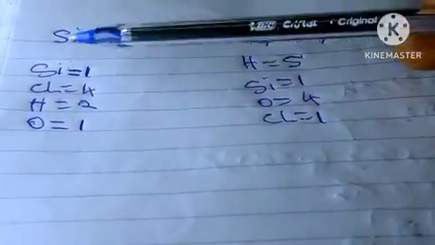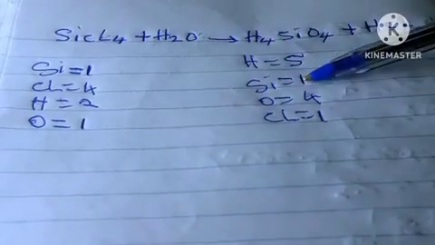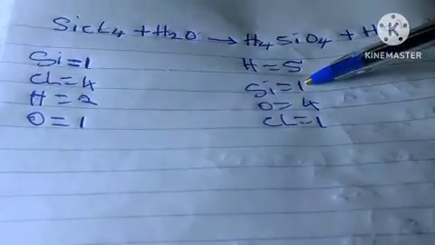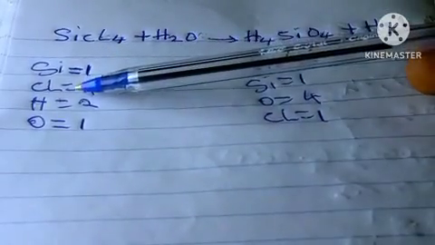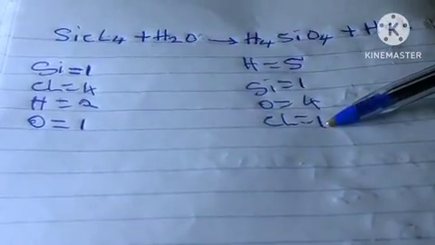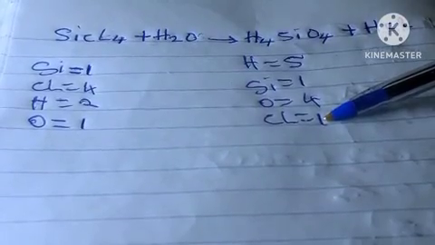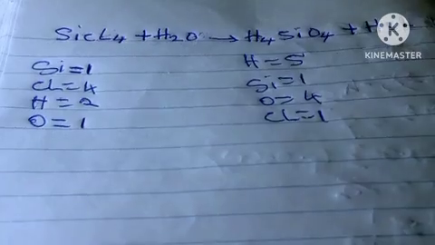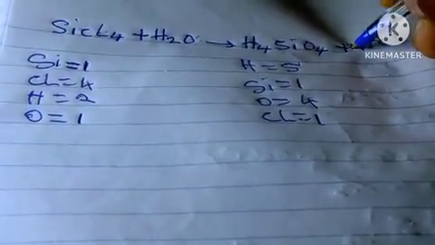So let's check if the equation is balanced or not. The first one is silicon, right? Silicon has one atom at the left side, and the right side is 1. That means silicon is balanced. Let's come to chlorine. Chlorine is 4 here, but chlorine is only 1 here. That means it's not yet balanced. So what are we going to do? Let's introduce 4 here.